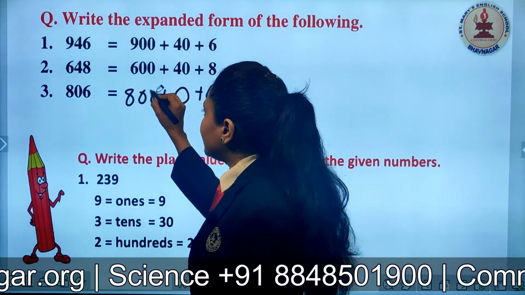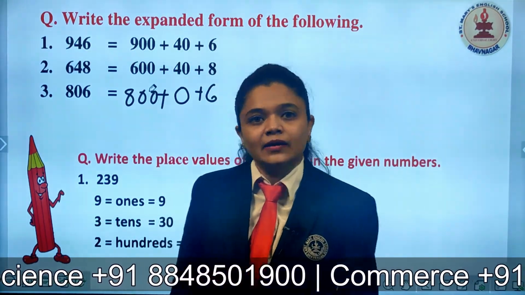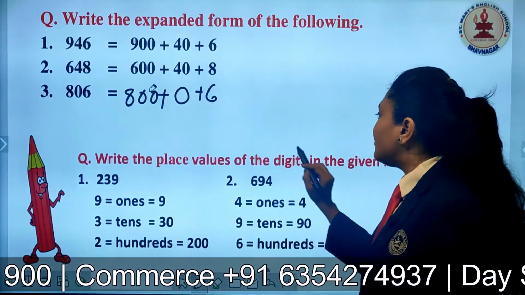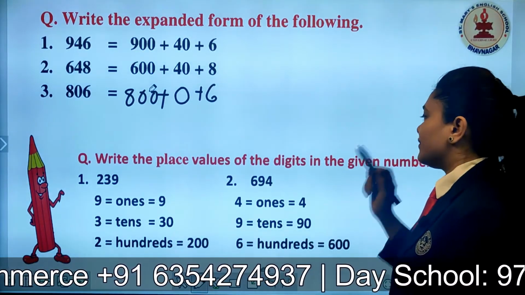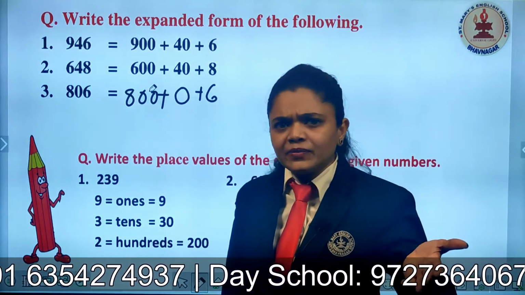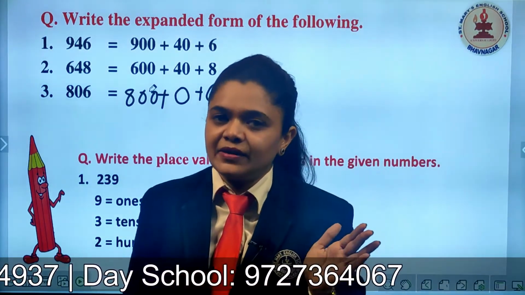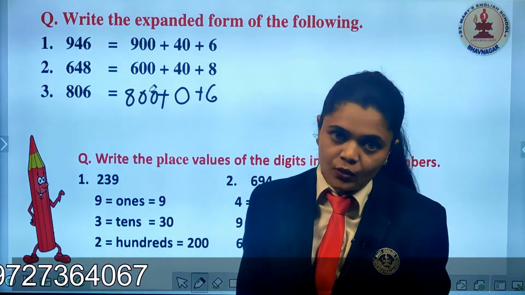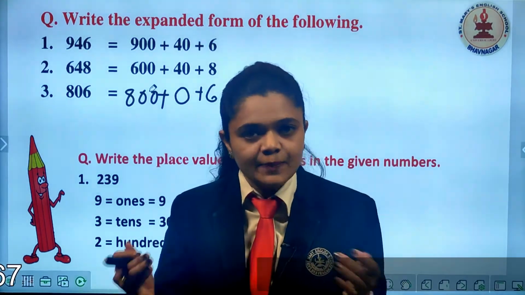Are you all writing with me, children? Very good. Now let us proceed with what we have to do. Write the place value of each digit in the given numbers. The same thing, but a little bit in a different way. Here, we are only going to name the place value. We are not going to write it in the expanded form.